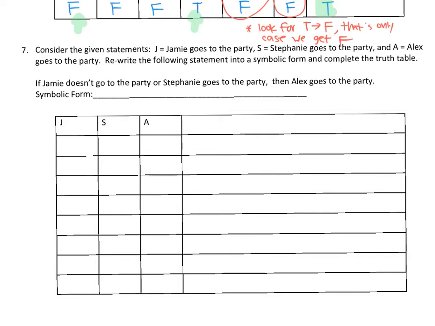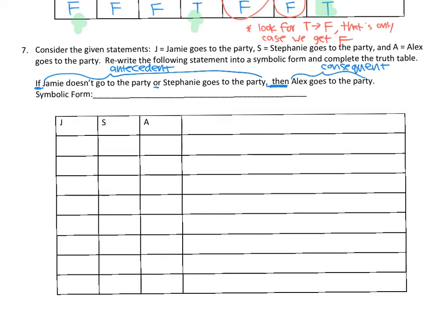Okay, so the statement is here. If Jamie, okay, so this is the if part. Jamie doesn't go to the party, or Stephanie goes to the party. Oh, I noticed there's an or. Then Alex goes to the party. So for this kind of statement, I want to identify the antecedent and then the consequent. So I underlined if, underlined then. So this whole part is the antecedent. And then the last part, Alex goes to the party, is the consequent.